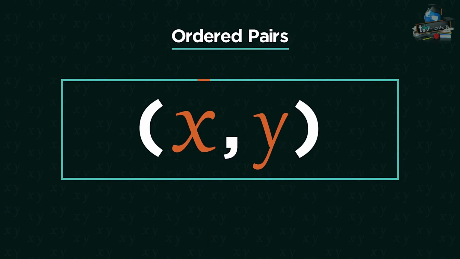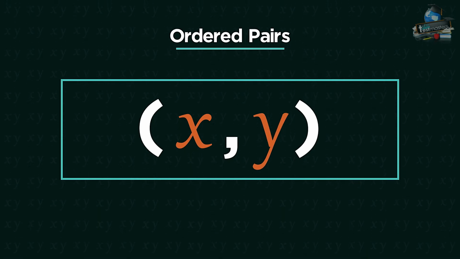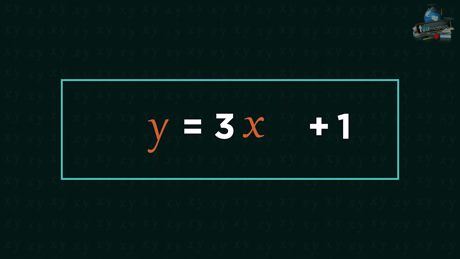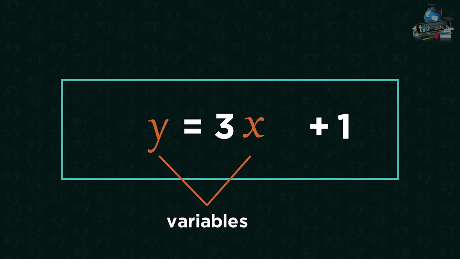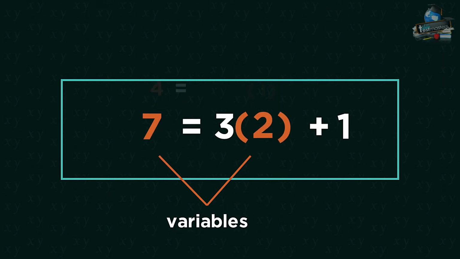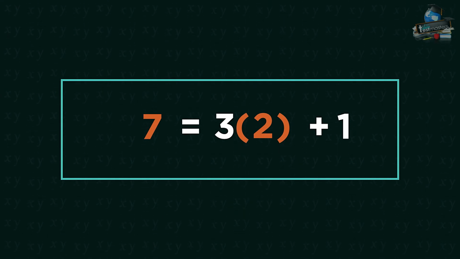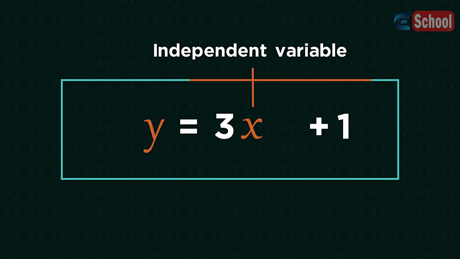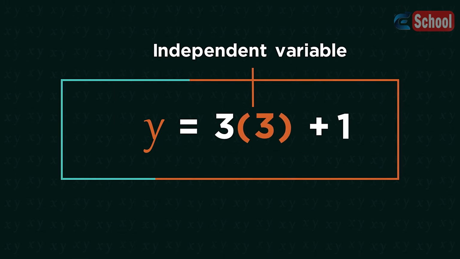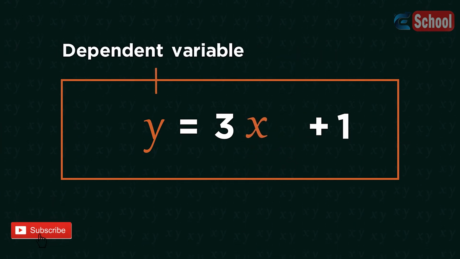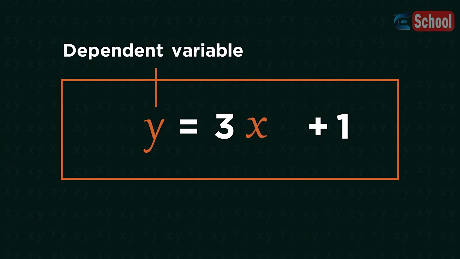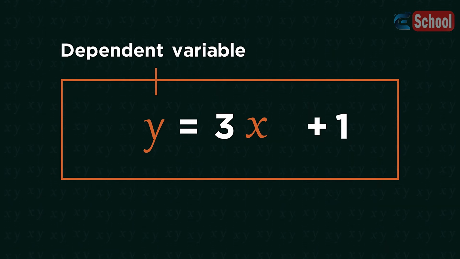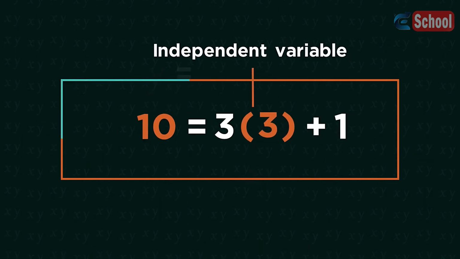Writing the pairs as x, y is what makes it an ordered pair. The x and the y are both known as variables because they aren't set values, they vary. Even more specifically, we call the x the independent variable because we can choose any value of x randomly or independently. But the y is known as the dependent variable. It depends upon the value of x.